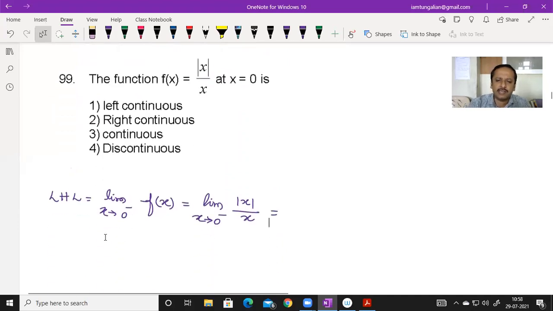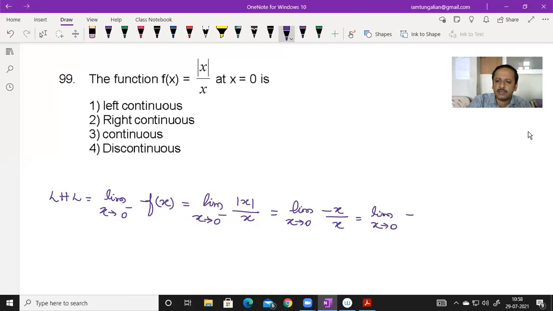Okay. So, left hand limit. X is approaching 0 from the left side. When x approaches 0 from the left side, mod x is defined as minus x. Minus x divided by x, x gets cancelled. This is equal to limit x tends to 0 minus 1, which is equal to minus 1. Left hand limit is minus 1.